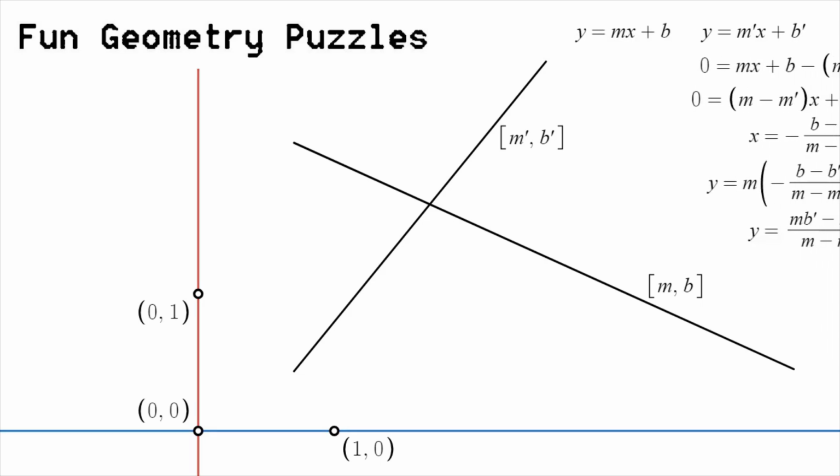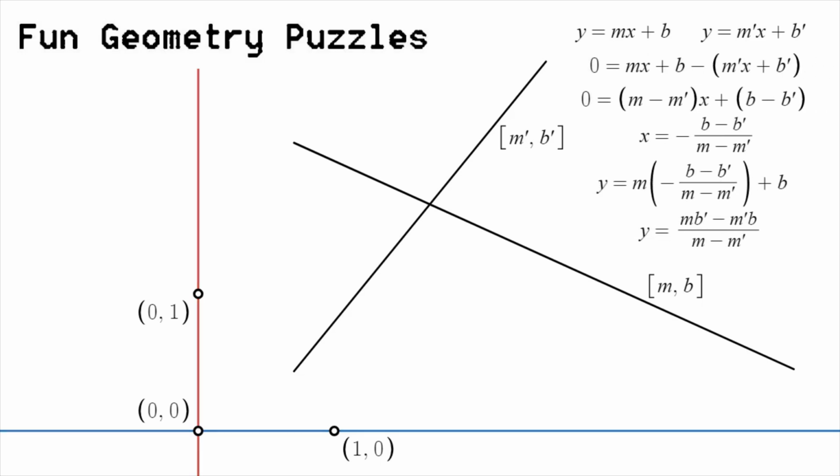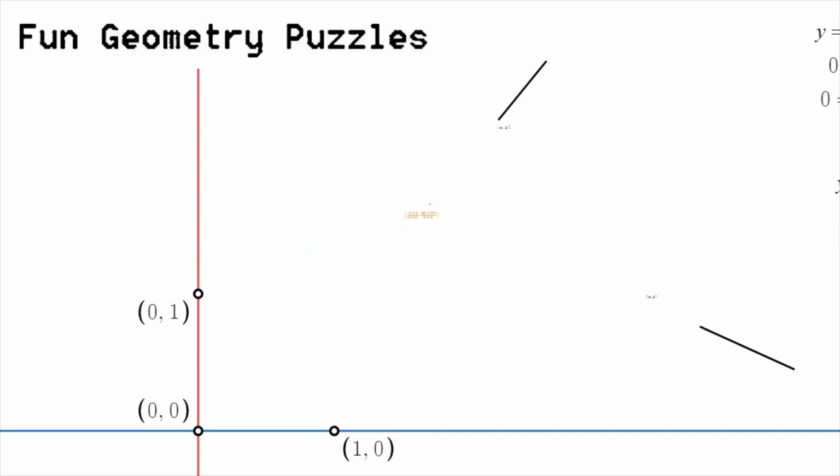Doing this is just a bit of algebra, which gives (b' − b)/(m − m'), (mb' − m'b)/(m − m') as the desired point. Finally, we want the line joining 2 points, say (x, y) and (x', y').